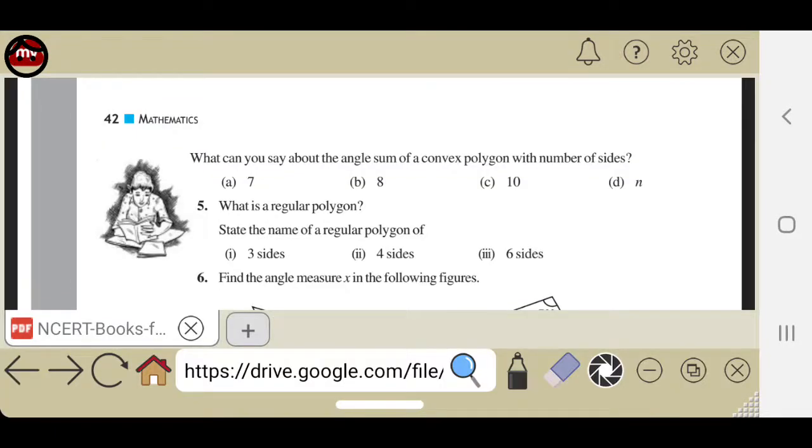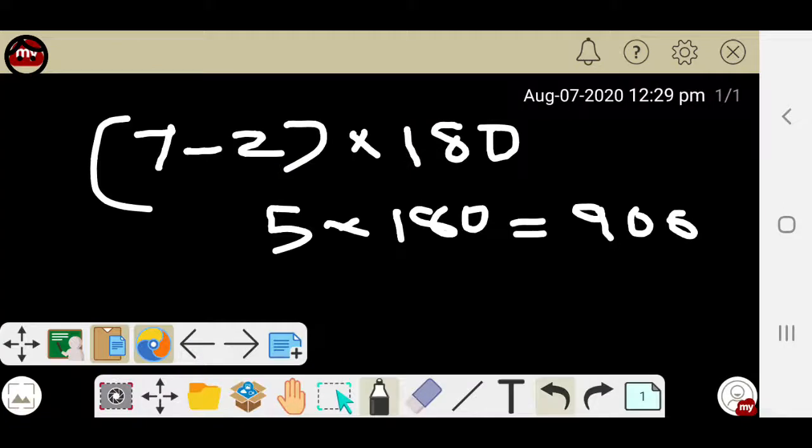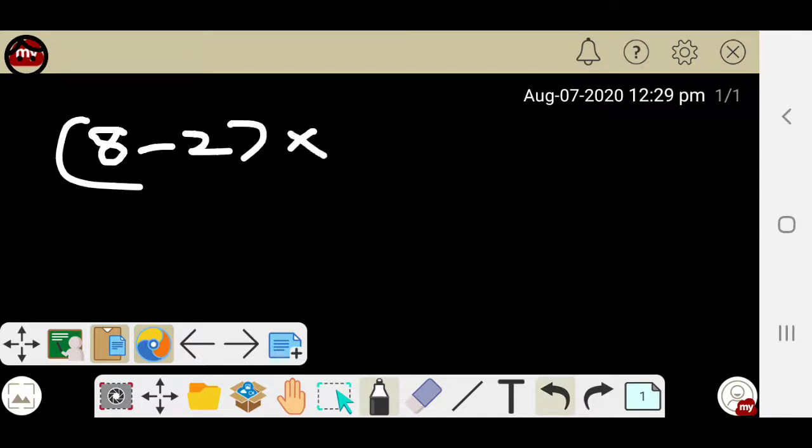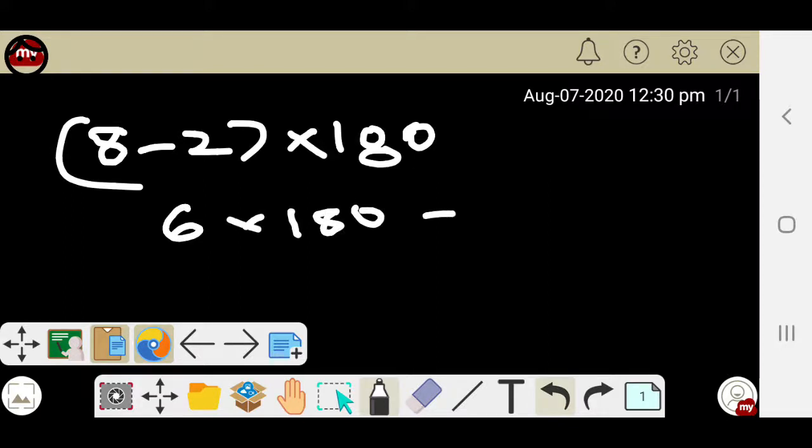Then what is the next question? 8 sides, 10 sides and n sides. For 8 sides, in the same way, how will you find out? 8 minus 2 into 180. 8 minus 2 is 6, and 6 into 180 is 1080.